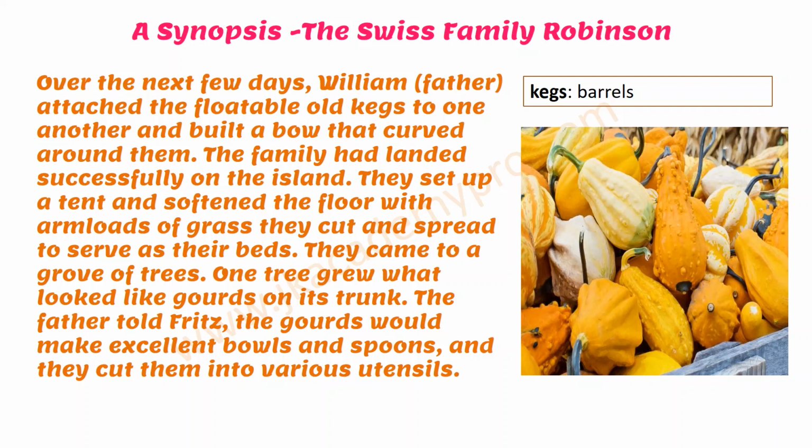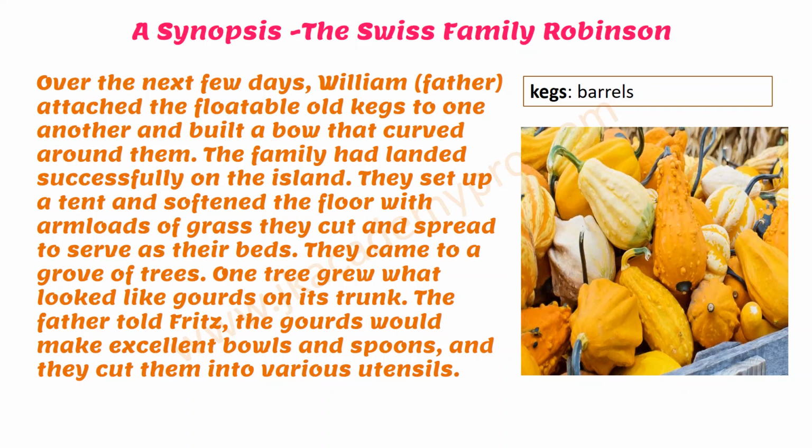They came to a grove of trees. Grove means a group of trees, a huge group of trees. And one tree grew what looked like gourds on its trunk. So one of the trees looked as if it had gods. Now, what is this? Look at the spelling. This is G-O-U-R-D-S. So it's a kind of vegetable. If you look at the picture alongside, they are like our pumpkins and all that, from the pumpkin family. So they found that there were big gourds on its trunk.